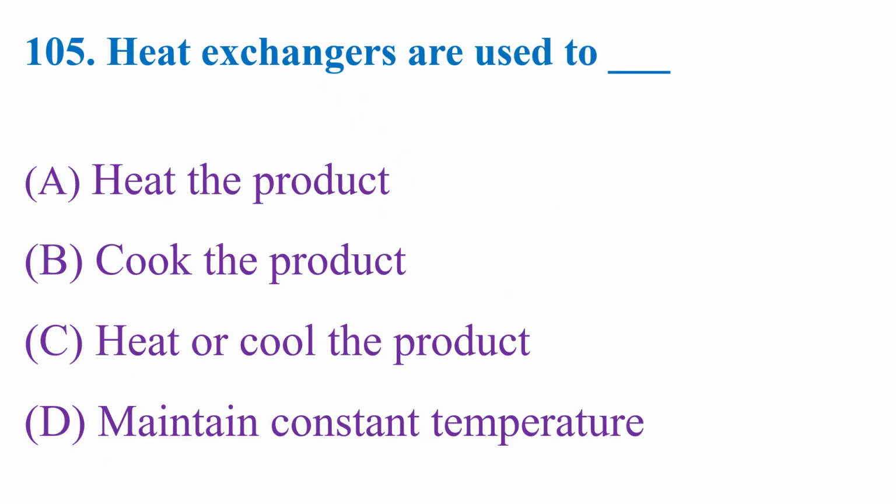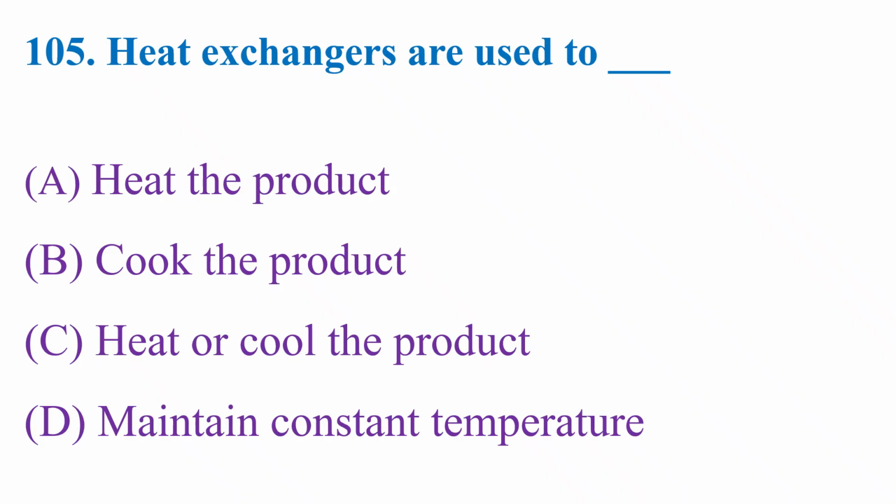Question 105. Heat exchangers are used to. So a heat exchanger is used to transfer heat between two fluids, like liquid or gas, without mixing them. So it can be heating a product, for example pasteurization. Then we have to cool a product, chilling of it. So heat exchangers are bidirectional. They can both add heat as well as remove heat.